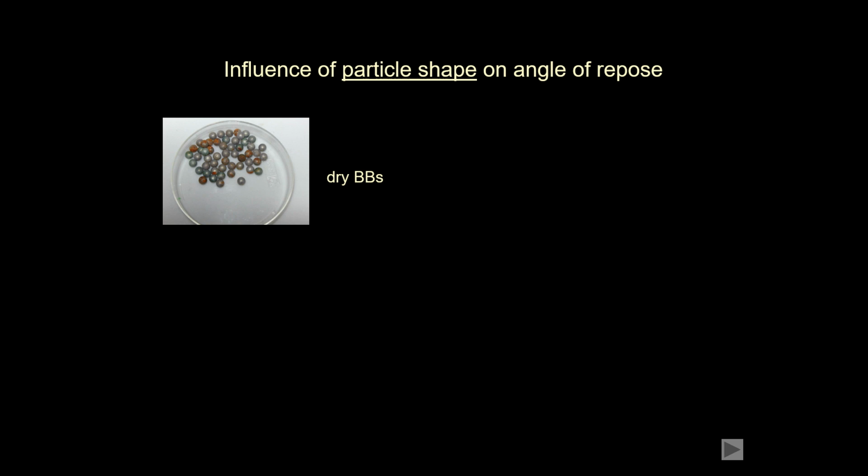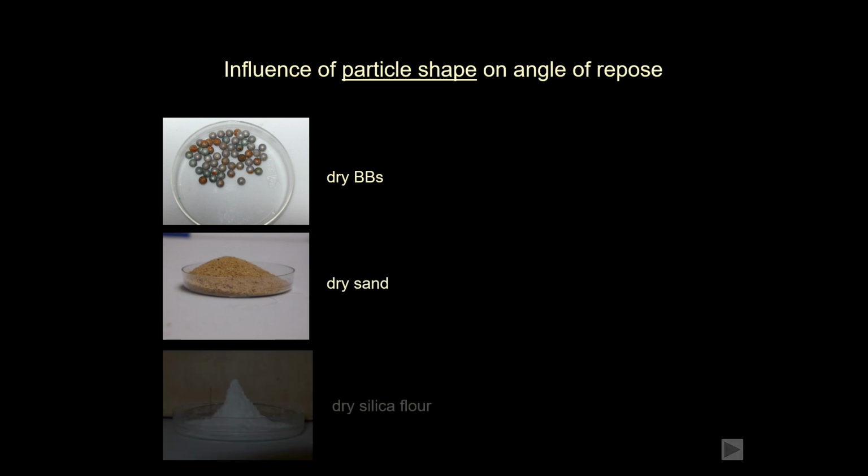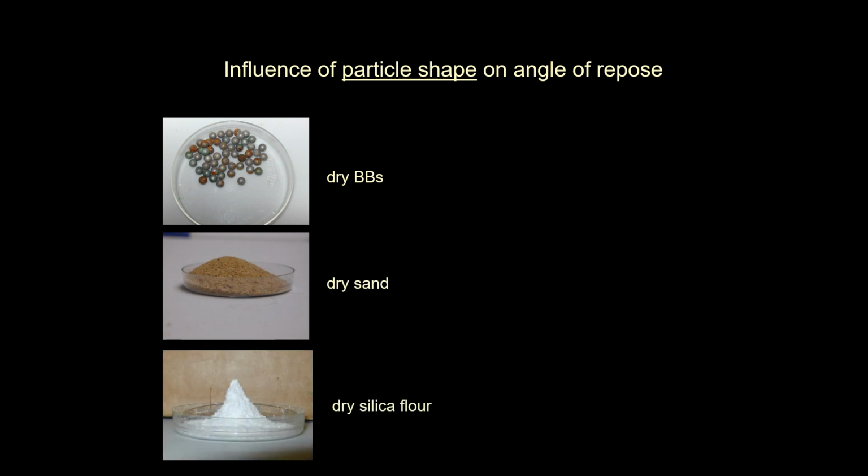Take the example of dry BBs. If you've ever had a BB gun, dry BBs are just little round, spherically shaped pieces of metal, and you can't really stack them very high. It's like stacking marbles. You can't stack them very high at all. Dry sand you can, and if we add a little bit of moisture, in this example, dry silica flour with irregularly shaped particles and a little bit of moisture, you can stack it even higher.